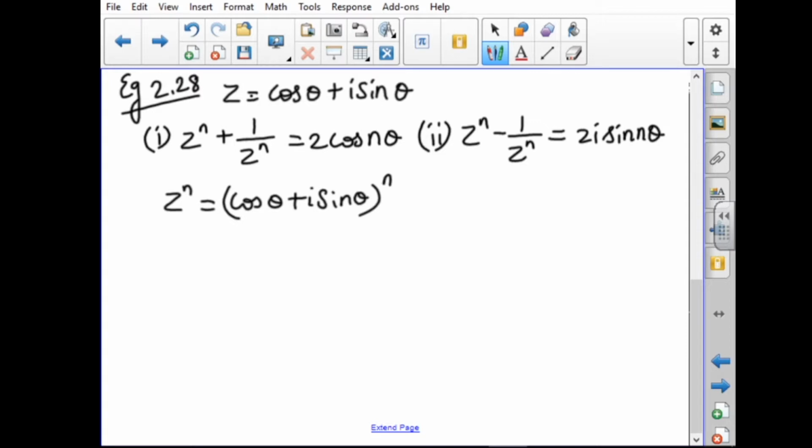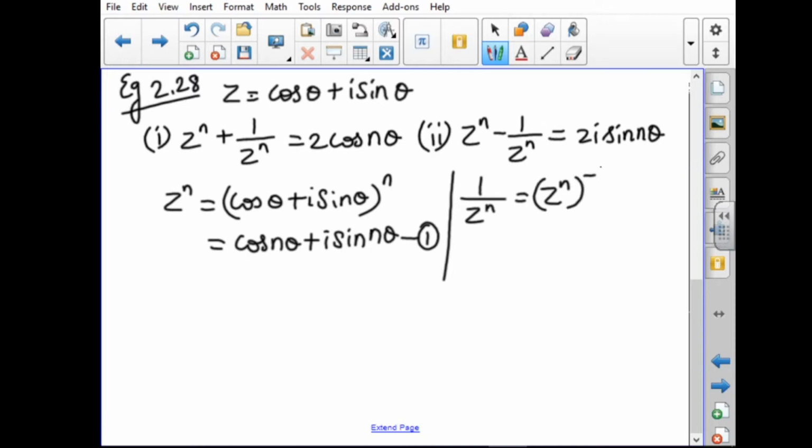So, using De Moivre's theorem, we can bring the power inside. So, cos n theta plus i sin n theta. Okay. So, let us take this as equation number 1. Now, we can find out what is 1 by z power n. 1 by z power n is nothing but z power n the whole inverse. So, the inverse is nothing but taking the conjugate of z power n. Conjugate means only the sign of i should be changed. So, 1 by z power n is nothing but cos n theta minus i sin n theta. So, take this as equation number 2.